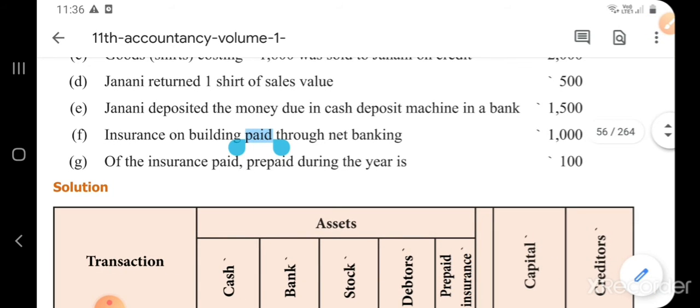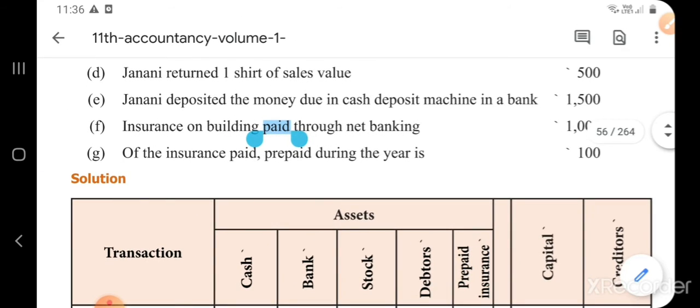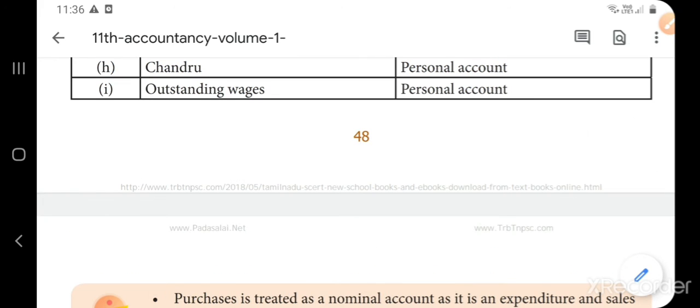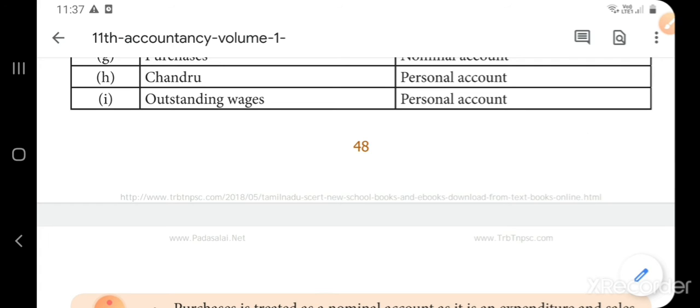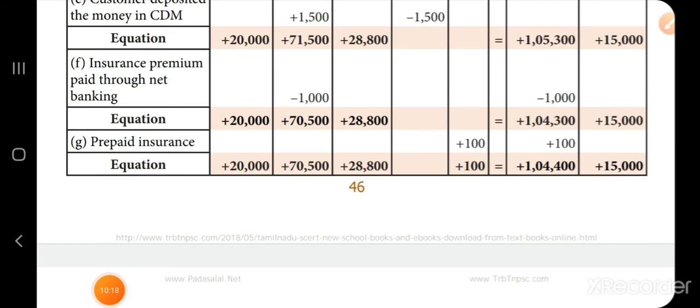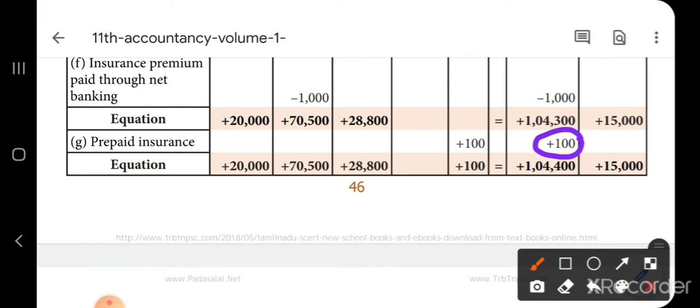Of the insurance paid, prepaid during the year is 100. Prepaid insurance means next year's insurance amount you are paying it in this year. That means for this year it is an income. Okay, so in capital you will add. And prepaid insurance is an asset. Okay, insurance prepaid is an asset. So your asset you will write a separate column for prepaid insurance and show plus 100.